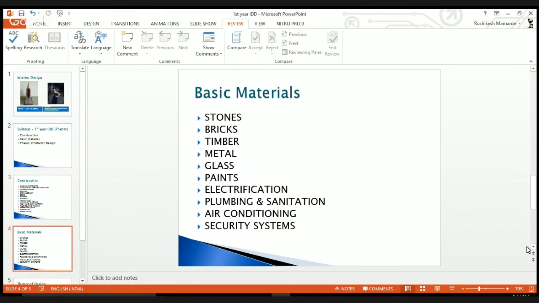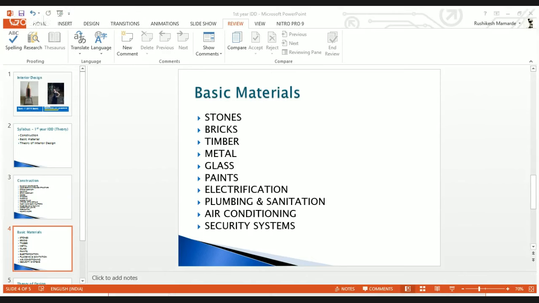Then the next is basic material. What we are going to study in basic materials are the following topics: stones, bricks, timber, metal, glass, paints, electrification, plumbing and sanitation, air conditioning, and security system. So the stones, there are different types of stones out there.